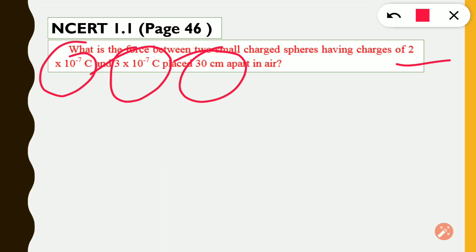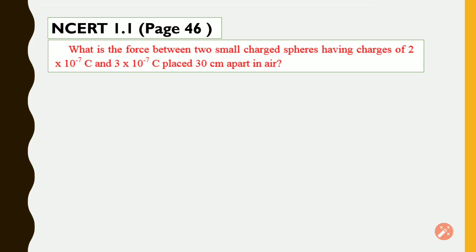Before jumping into the calculation, first think about a few points. One is regarding the unit. Check whether the charges are in coulomb or not, right? If it is mentioned in micro coulomb or nano coulomb, then you have to convert the charges into coulomb. You know the conversion, right? 1 microcoulomb is equal to 10 to the power minus 6 coulomb. 1 nanocoulomb is equal to 10 to the power minus 9 coulomb.